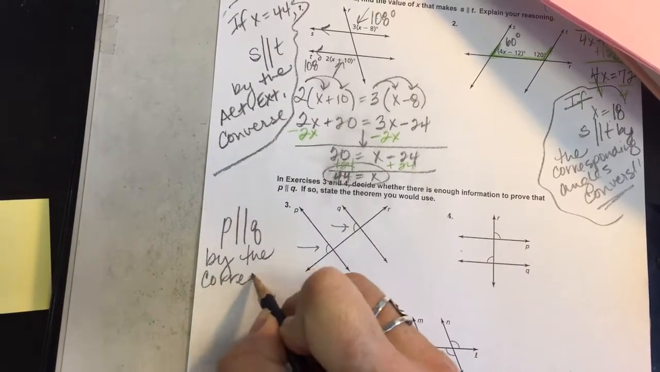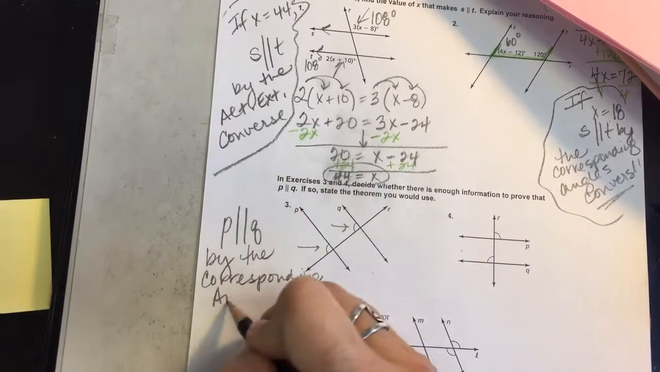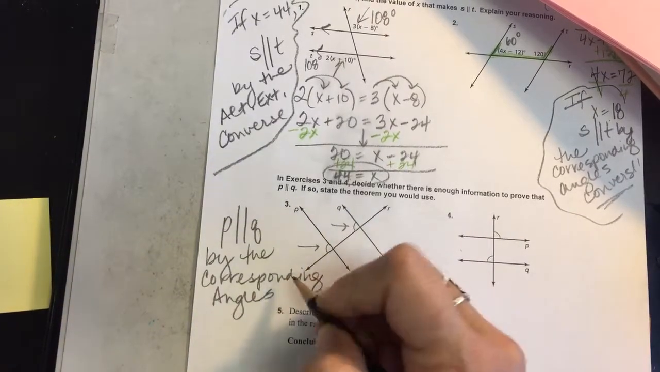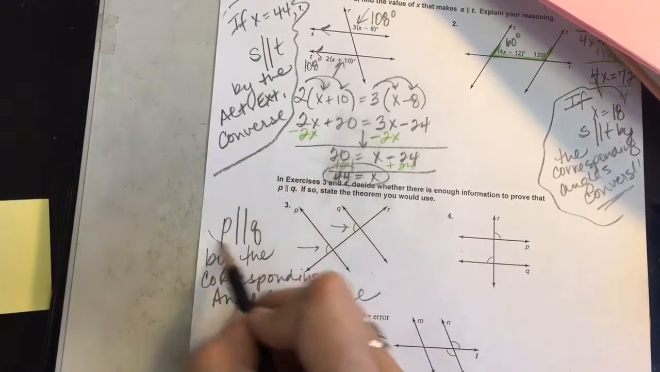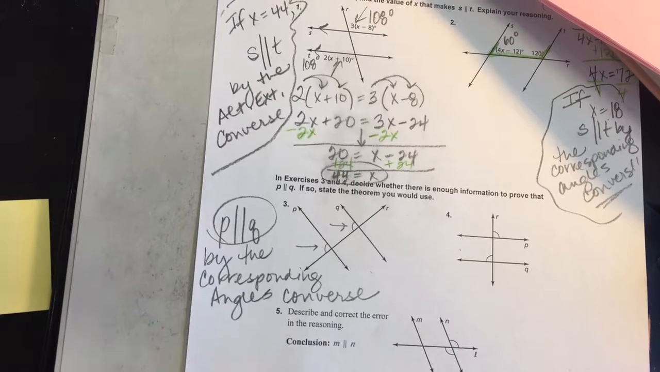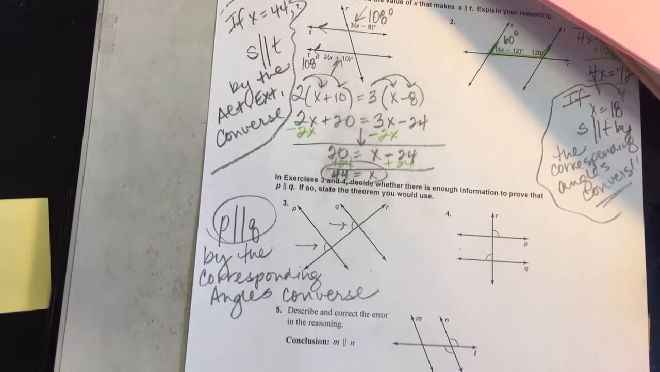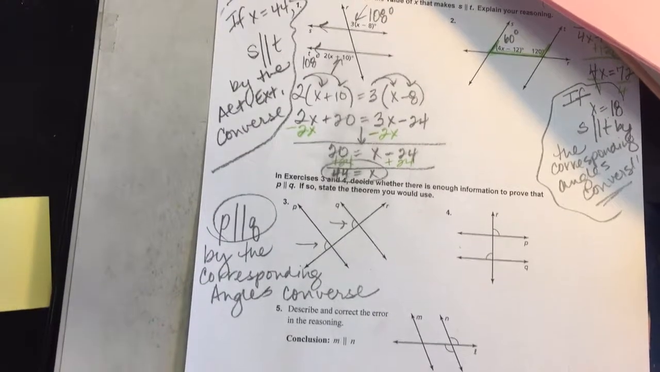If we have corresponding angles that are equal to each other or congruent to each other, then the lines they're on are parallel. The corresponding angles converse. So I look at the relationship between the angles, see if I can put a name to it, and then is it one of those 3 congruent formulas or congruent converses that we got out of section 3.3.